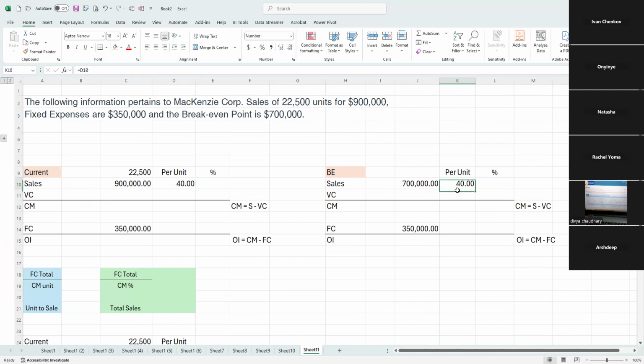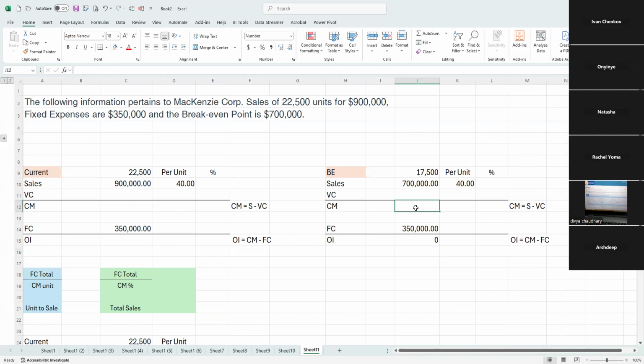If I know my sales price at break even for one unit and total sales, do I know how many units I'm selling at break even? Yes, divide 700,000 by 40. So I'm selling 17,500 units. But now I'm at break even. What does that mean? My operating income is zero.